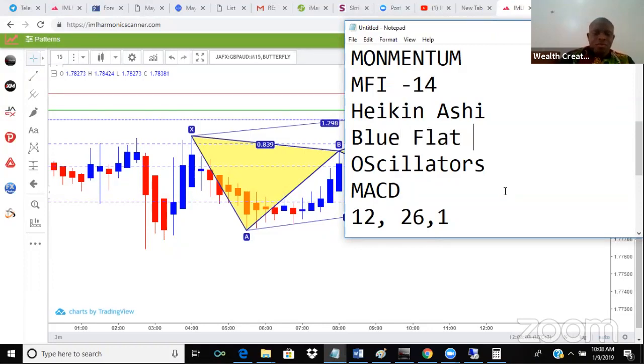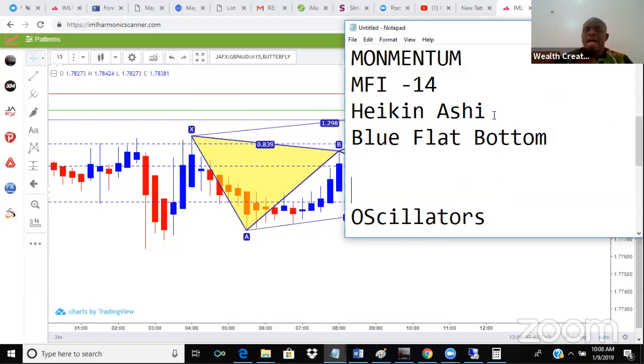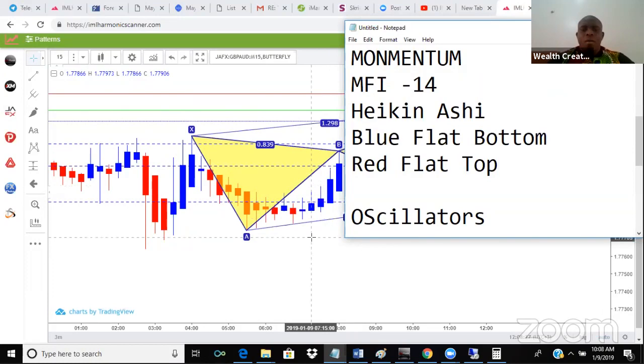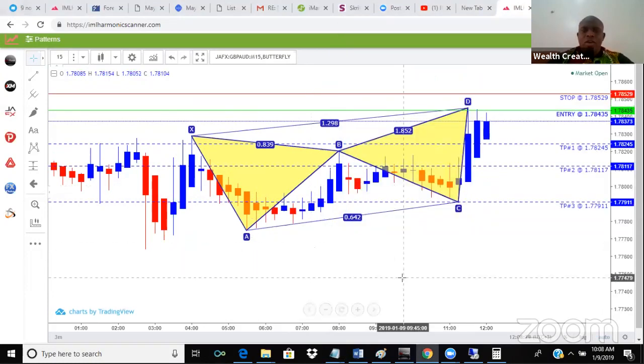A blue flat bottom Heikin-Ashi candle means that the momentum is ready for up. Now, a red flat top means the momentum is ready for down.